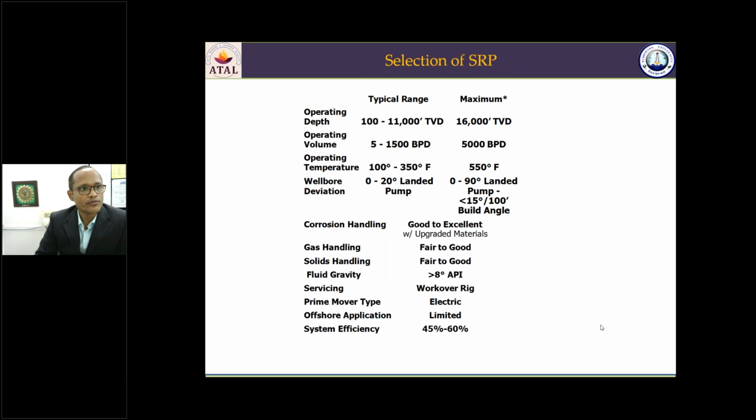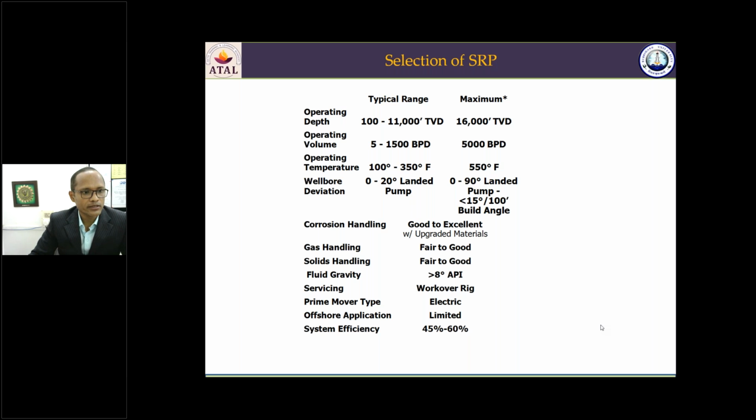So the selection of this SRP system, they are used when the operating depth is around 100 to 11,000 feet total vertical depth. The volume of lift is around 5 to 1500 barrels per day. The operating temperature is typically in the range of 100 to 350 Fahrenheit.